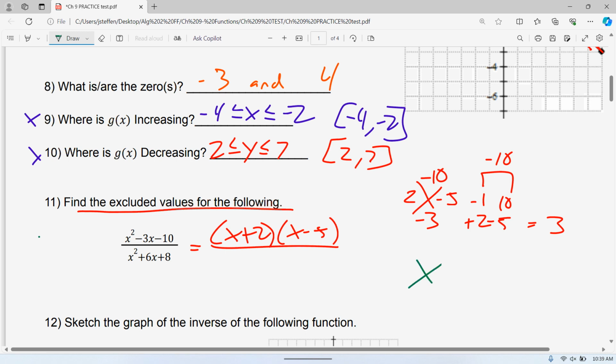And then again, same thing, factors of 8 that add up to be 6. Factors of 8 are 1 and 8, 2 and 4. It's got to be 2 and 4. So we have x plus 2, x plus 4.